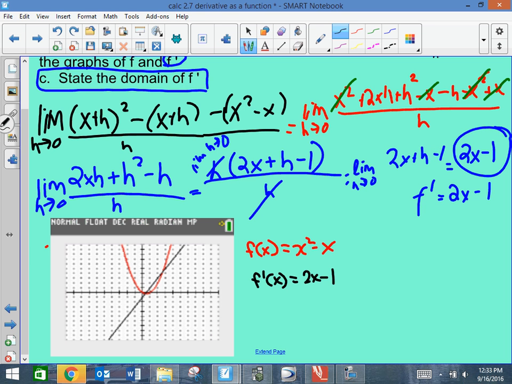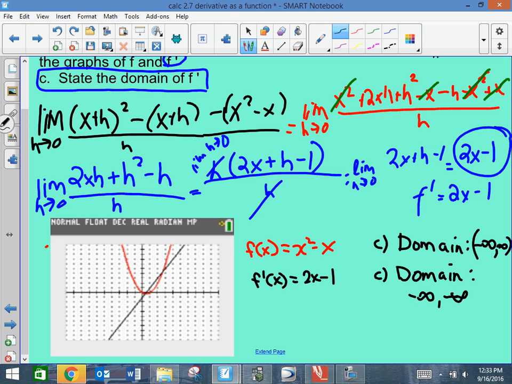Okay? What would be the domain? We're doing part C now. X squared minus X. Domain. All real numbers. There's not going to be any issues with plugging in. What about the domain of f prime? Again, all real numbers. Okay.